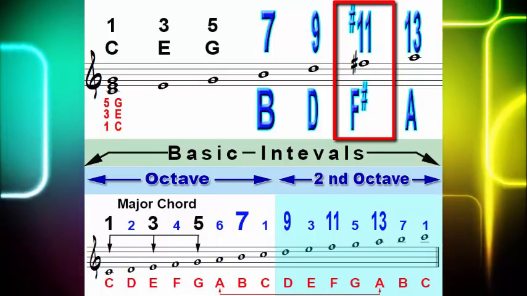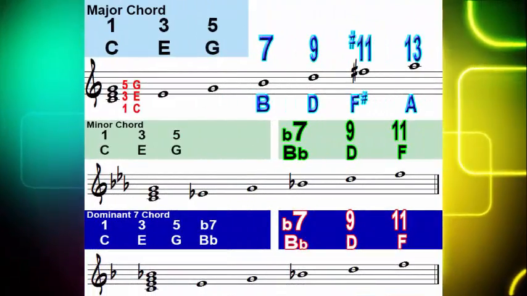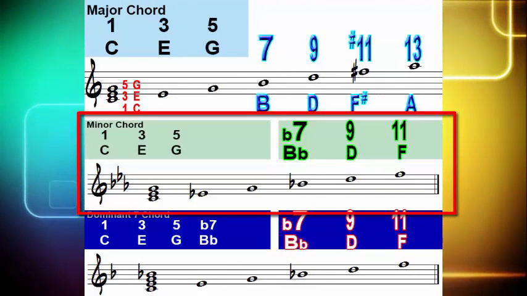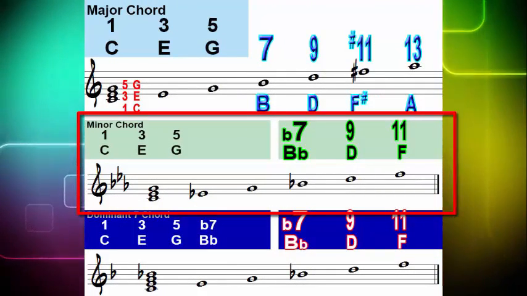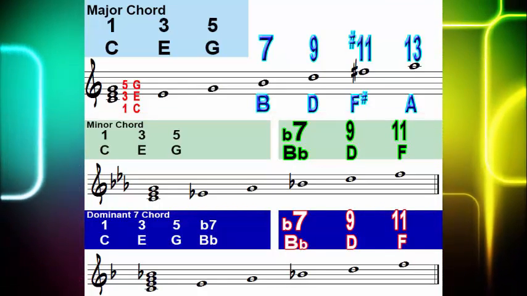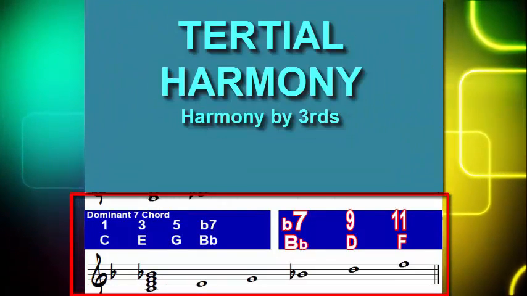To further review, we can also apply the principles of tertial harmony to a minor triad and its tensions. Next, we can apply that same thinking of tertial harmony to a dominant 7th chord, as we have learned to do earlier in this course.